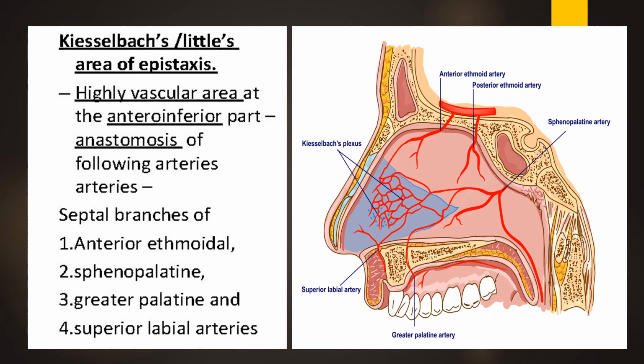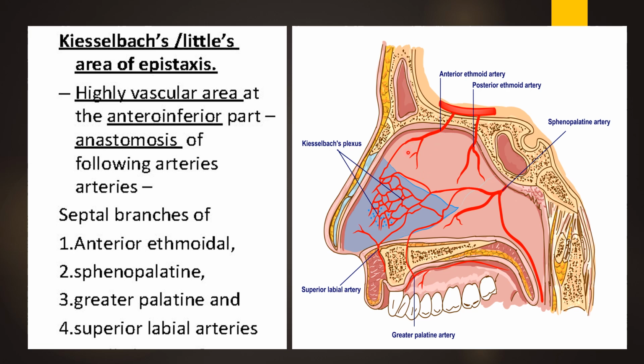So students, I have just repeated my previous slide over here in a more precise manner so that this slide can give you a glance of memorizing the important thing over here. I have described to you that Kesselbach's plexus or Little's area of epistaxis is a highly vascular area at the anterior inferior part of the nasal septum, where there is an anastomosis of the four arteries, which are the septal branches of anterior ethmoidal artery. Over here you can see.